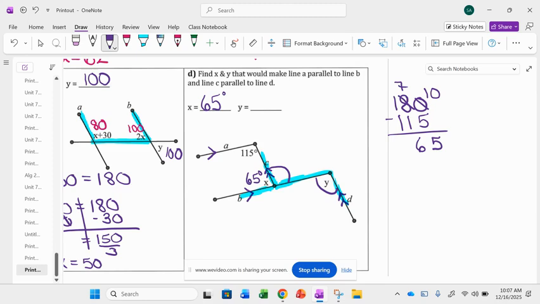180 minus. Good. Look, isn't this 65 and this angle, don't they make that straight angle on the bottom? So I can do 180 minus 65. So we're going to borrow. 10 minus 5 is 5. 7 minus 6 is 1. Bring down that 1. So this means this is 115 degrees, which means angle Y is 115 degrees.